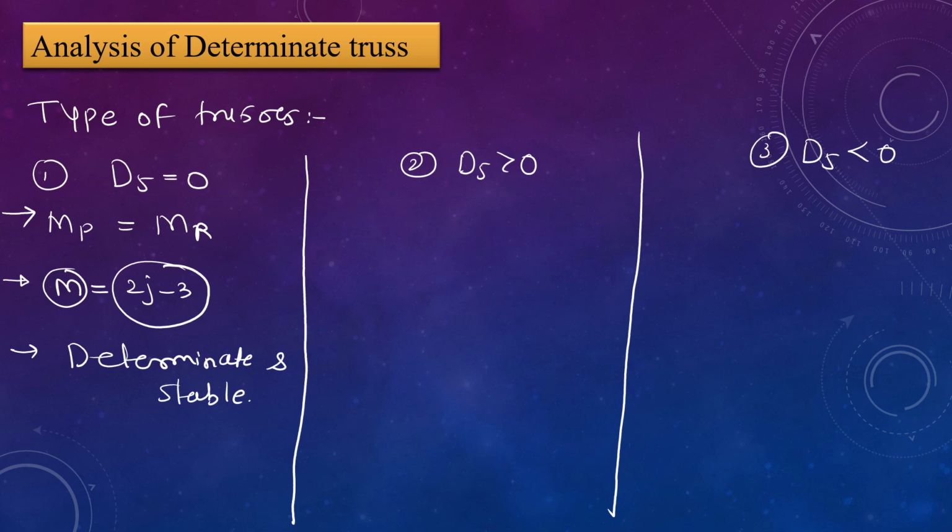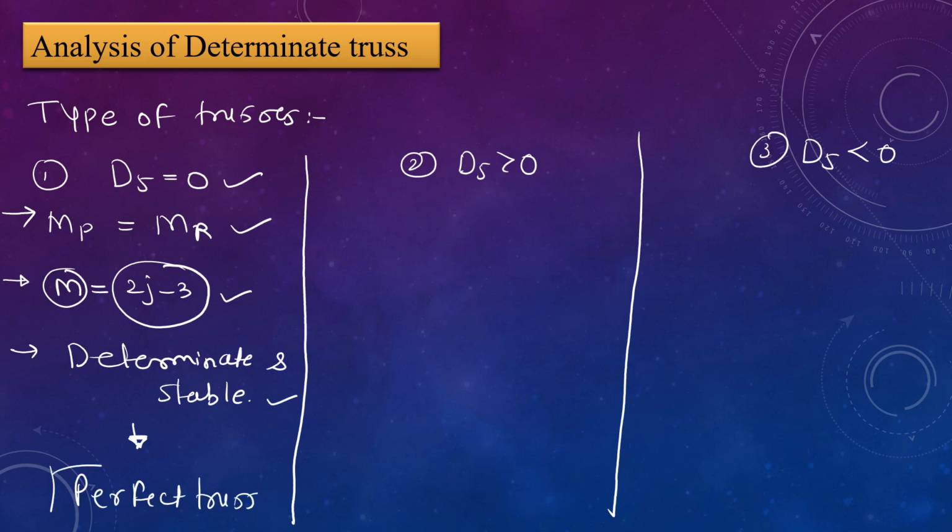If the structure is determinate and stable, and member provided is equal to member required, m is equal to 2j minus 3, and ds value is equal to 0, if all four conditions follow, these all depend on each other. If all follow, then this truss is known as a perfect truss.